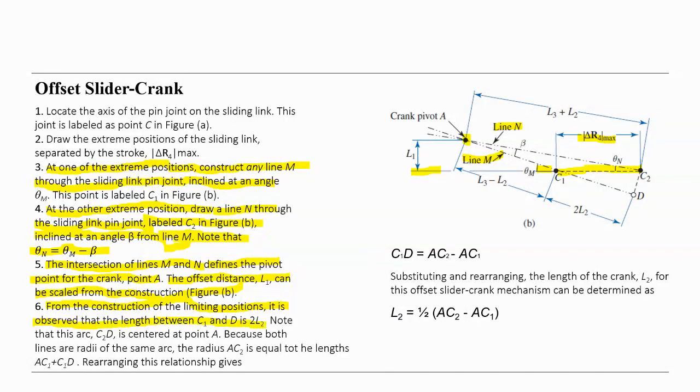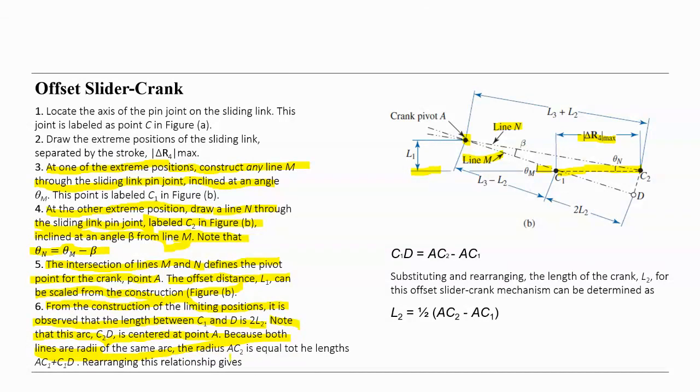and D is 2L. Between C1 and D, where is D? Here, is 2L. Note that this arc C2D is centered at point A because both lines are radii of the same arc.